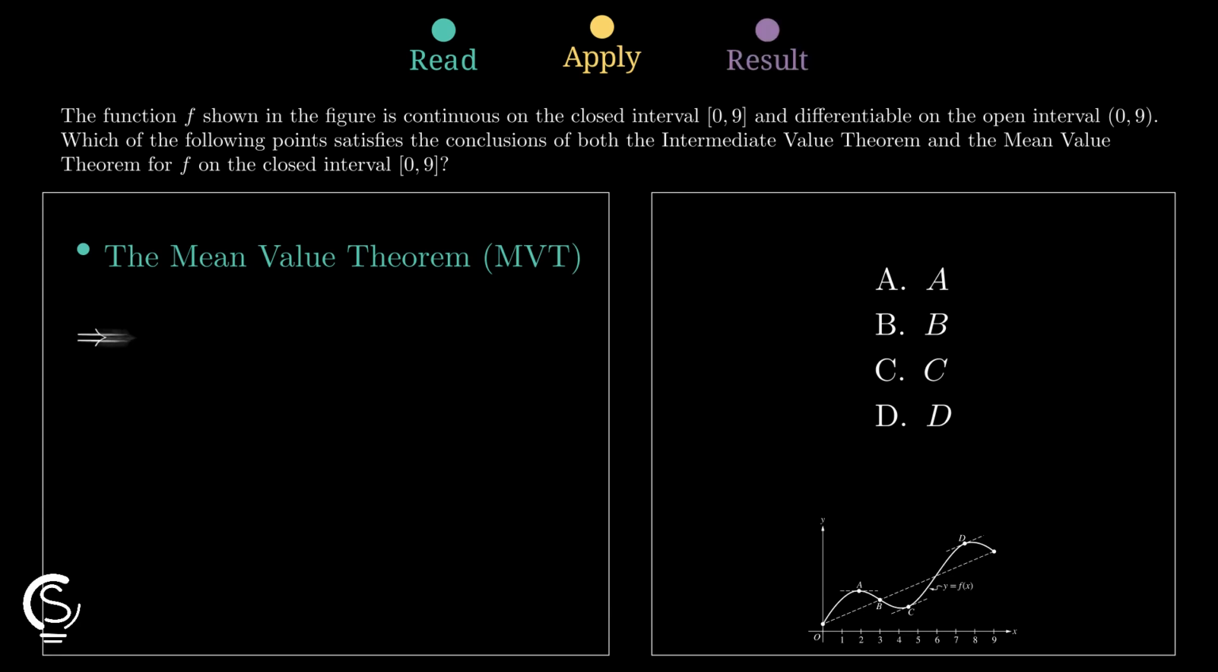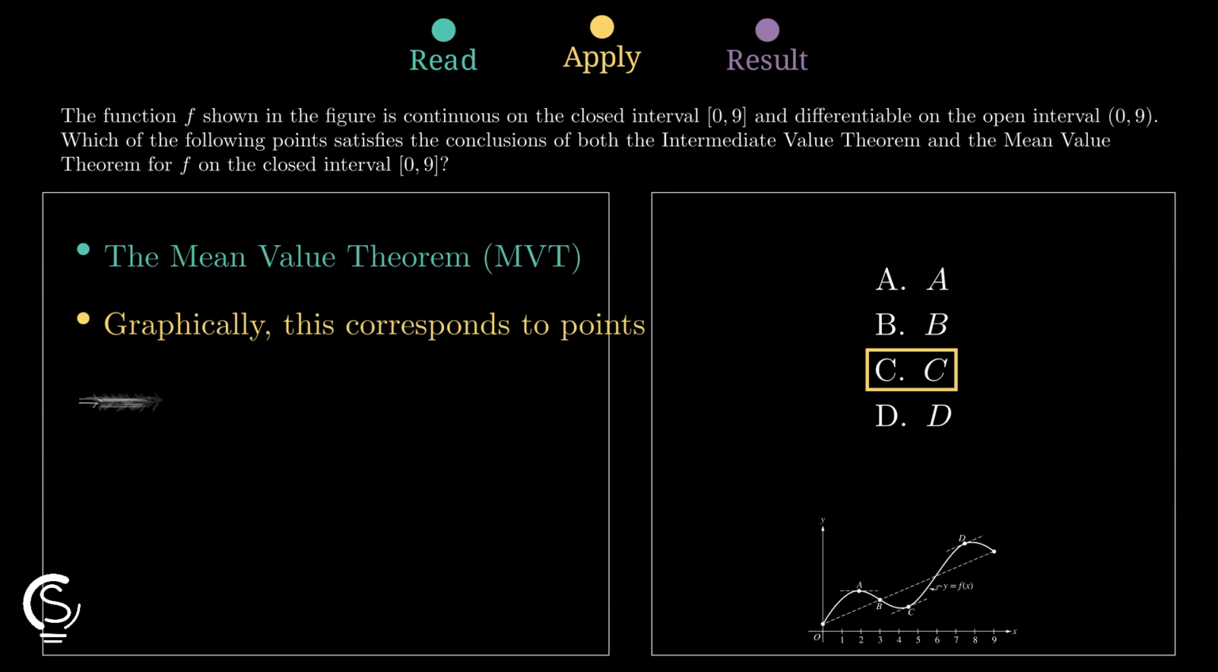Point C has a tangent line parallel to the secant line and hits the required intermediate value. Therefore, C is the correct choice.